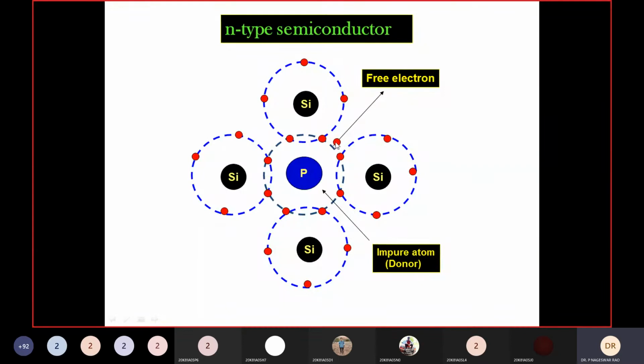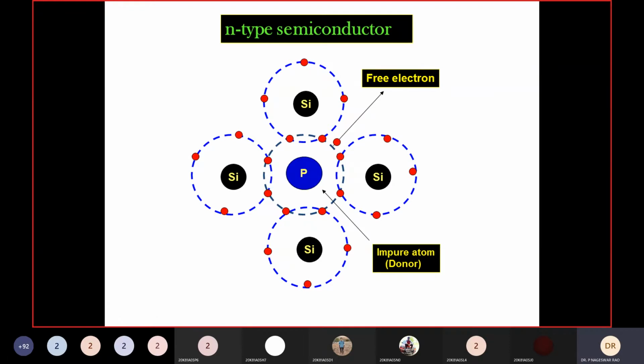This is a free electron, so the attraction between the nucleus of the phosphorus atom and this electron is very less. That's why, if you give even a very little amount of energy, it will become free and move through the entire atom. So this electron is involved in conduction. This is about the N-type semiconductor.